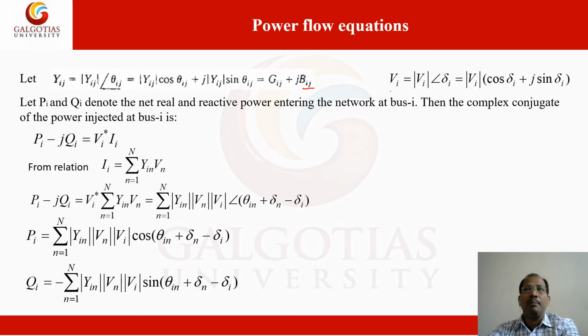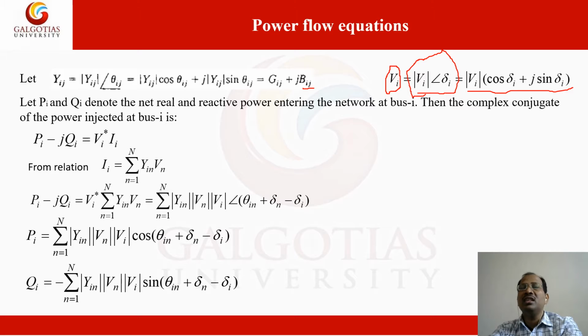Similarly, the phasor value of the voltage we can convert in the form of polar. This is the polar form, and this is the rectangular form. So we have to see the conversion here. Here we are going to calculate the active and reactive power entering the network at a particular bus I in terms of the polar representation. So you know that P plus jQ.